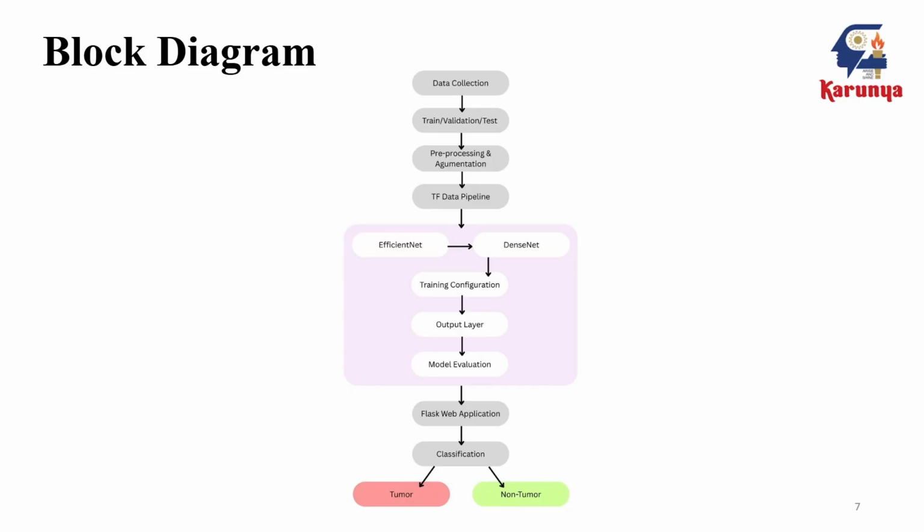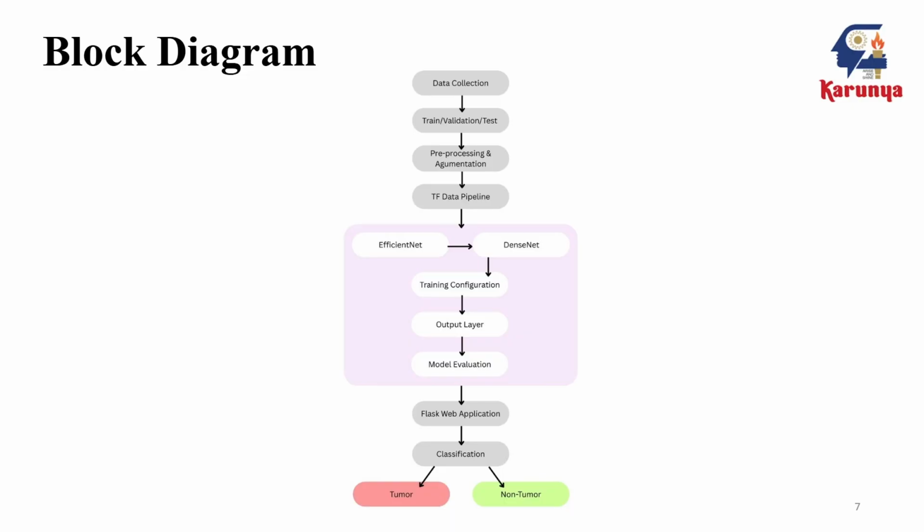Let me now walk you through how the system works using the block diagram. Step 1, data collection. We collected more than 8,000 X-ray images that are publicly available from the Kaggle bone cancer detection dataset, divided into normal and cancerous classes. Step 2, data split. The data is divided into 80% for training, 10% for validation and another 10% for testing. Step 3, pre-processing and augmentation. Every image is resized to 224 by 224 pixels, converted to RGB format and normalized. Training images are additionally augmented with flipping, rotating and zoom to increase diversity.